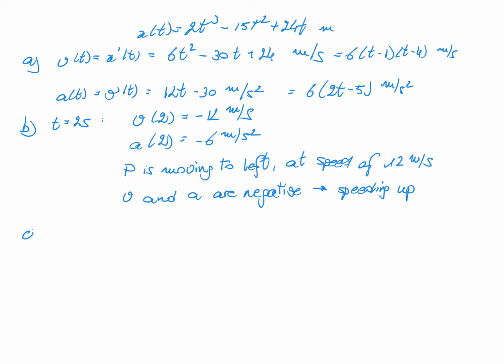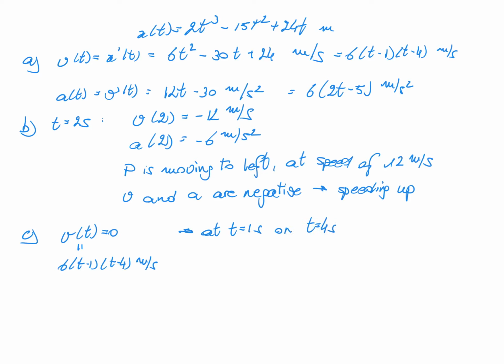For c, we have to see when the point is at rest. The point is at rest if v of t is equal to 0. V of t was equal to 6 times t minus 1 times t minus 4 meters per second. So this is 0 at the point t is 1 second or t is 4 seconds.